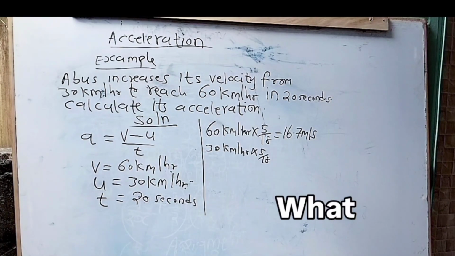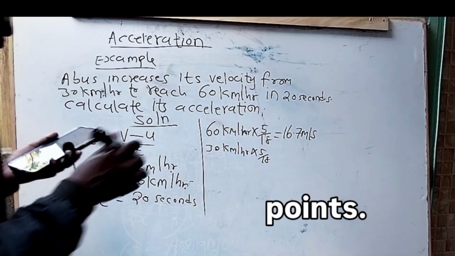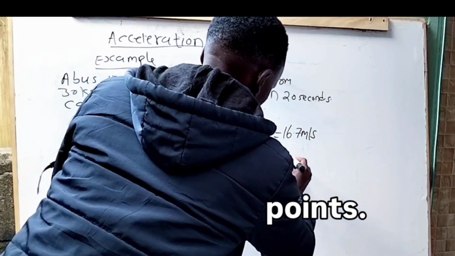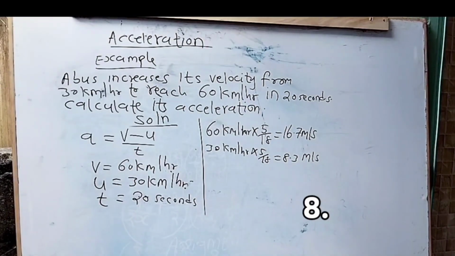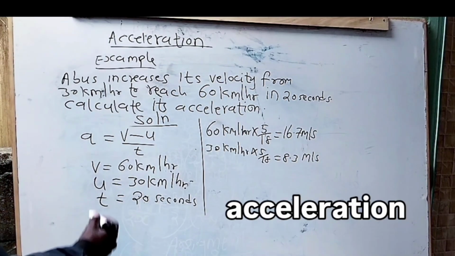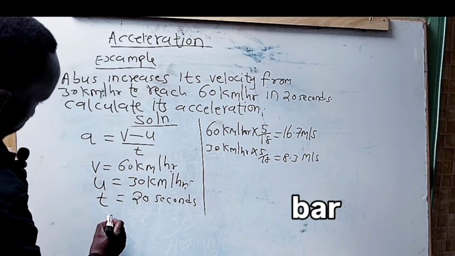Then if you multiply 30 times 5 divided by 18, what do you get? You get 8.3 meters per second. Now you can use this to calculate the acceleration of this bus.